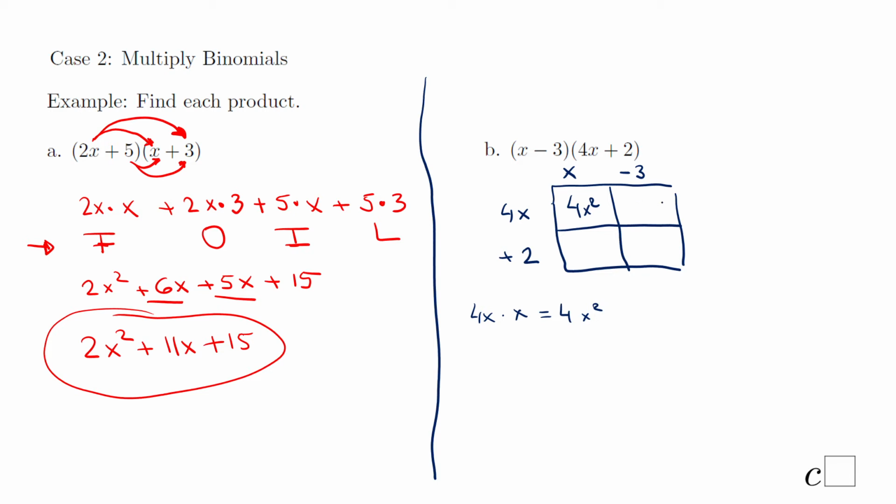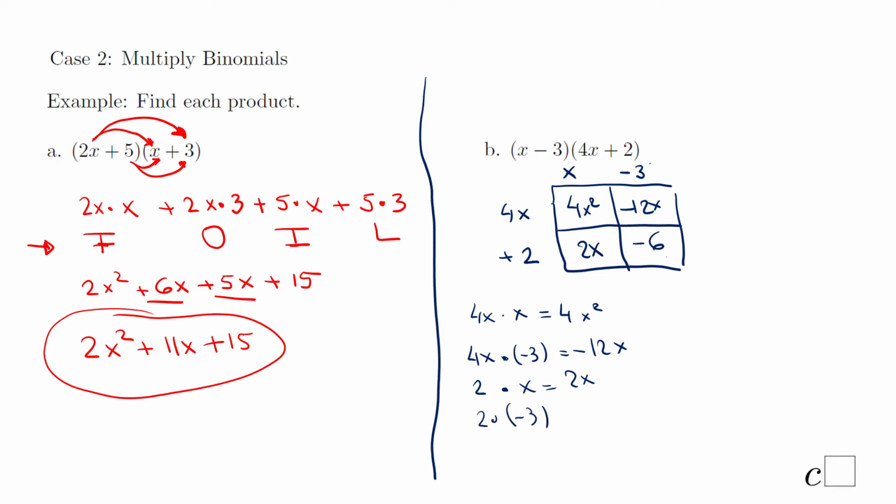What about the second box, this one here? We're going to have 4x times negative 3, and that will be negative 12x. What about the first box in the second row? We're going to have 2 times x, or positive 2, and that will be 2x. And what about the last box here? It's 2 times negative 3, and that will be negative 6.